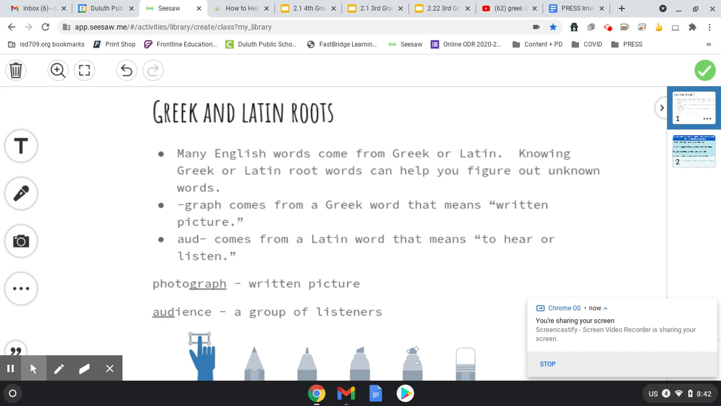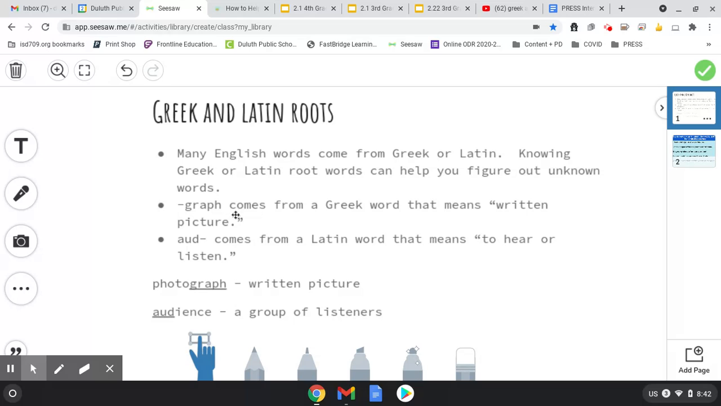Okay, so as a review from today's lesson, if I finish this review and it's not making sense, and you haven't taken the time to either watch the recording from class today, or it's before class has happened, I would wait for class or watch the recording to make sure that you really understand Greek and Latin roots. But many English words come from Greek or Latin, and knowing Greek or Latin root words can really help us figure out unknown words when we get to them.